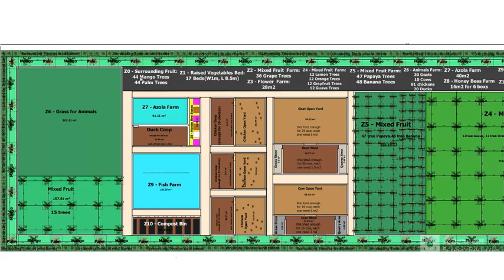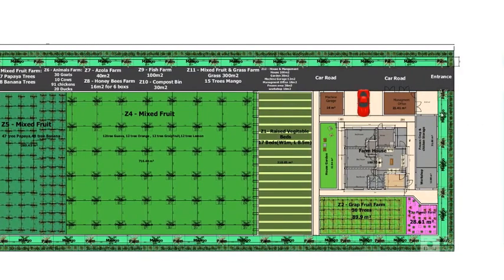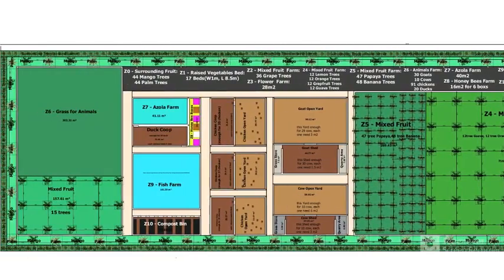This zone included 44 mango trees and 44 palm trees. As you see here, this project surrounds the whole farm.